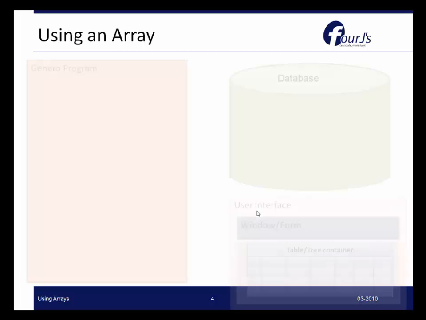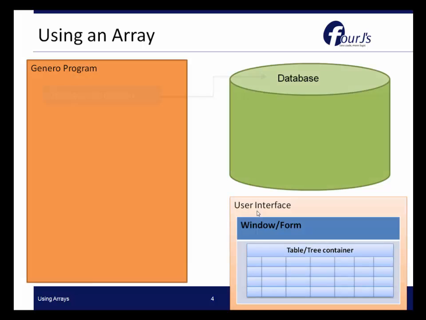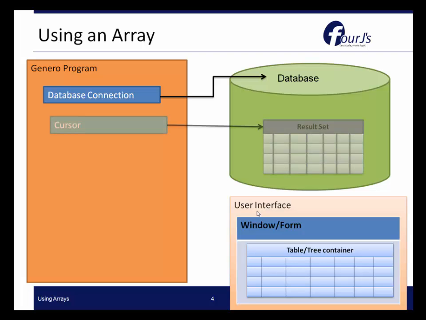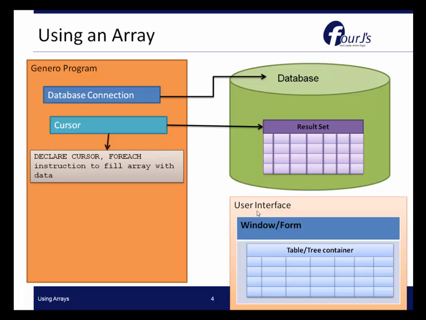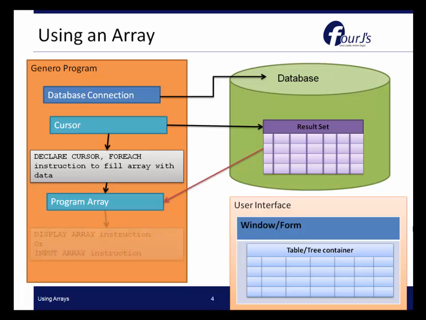In Genero, your program establishes a connection with a database, and as you learned in the Using Cursors video, you can set up a cursor to manage a result set of rows. Data from the result set can then be used to fill the array with data. Your program array data is then displayed to your screen array, either a table container or a tree view container. Depending on whether you have begun a display array or an input array, the container will allow the user to browse and/or modify the data shown.